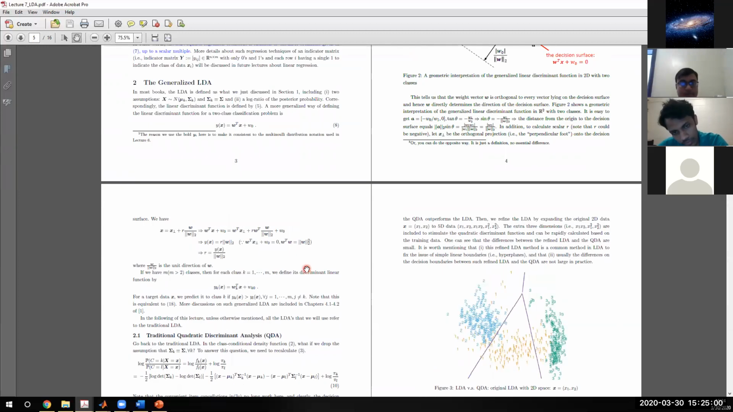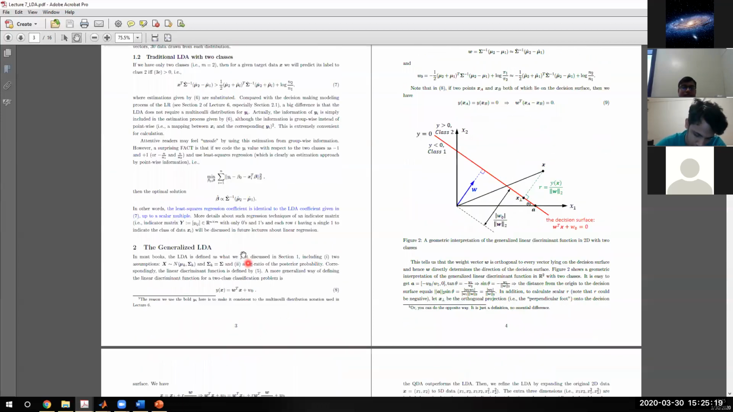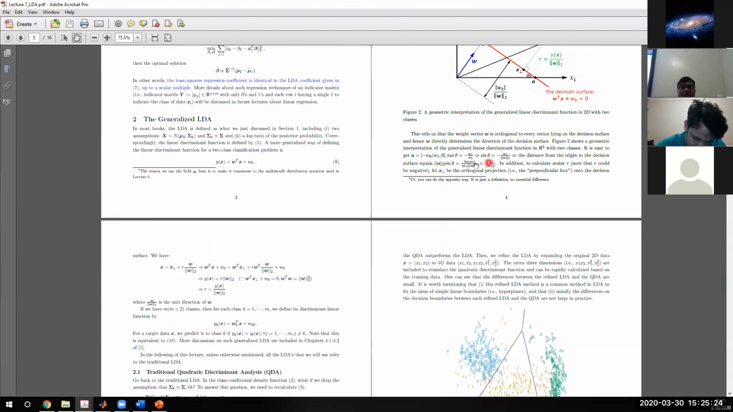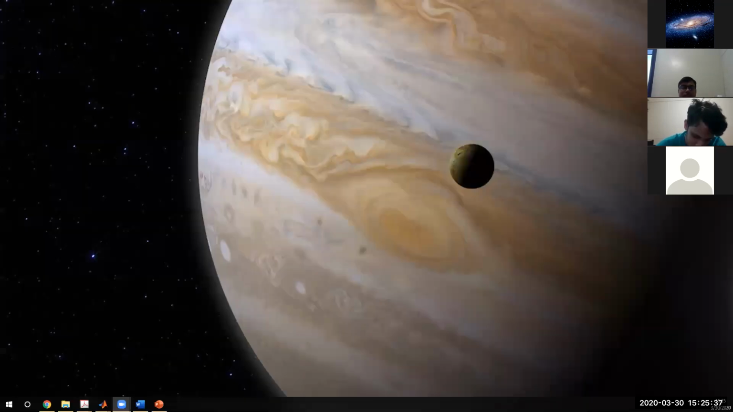Both of them also have this, but the difference is that in traditional LDA, we assume what? We assume that the data, given the classes, the data distribution, I should say the conditional data distribution, is Gaussian, okay? And all the classes share the same variance. This is the assumption of traditional LDA. While in the generalized LDA, we drop this condition. And it's more clear to see that it is indeed a linear classifier because of this. It's linear, okay?